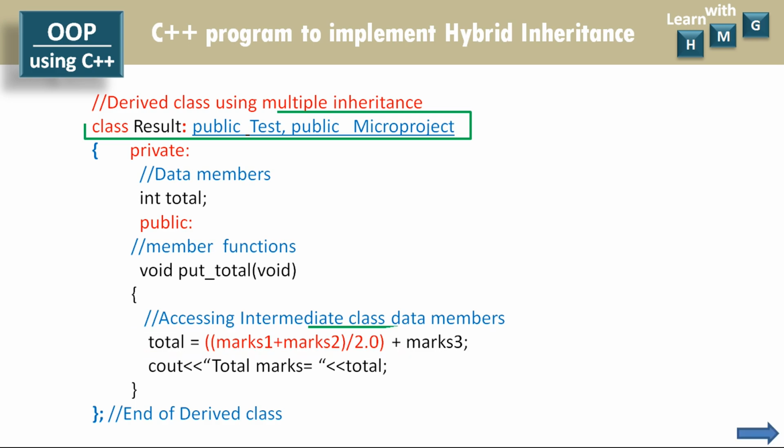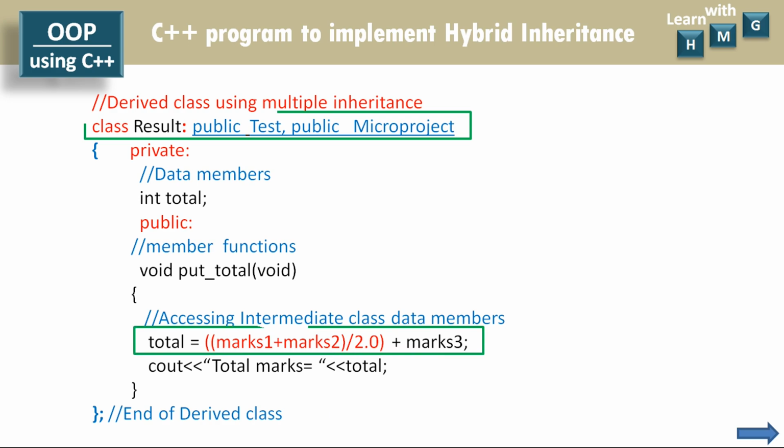So like this, here I am accessing intermediate base class data members which are declared as protected. If marks 1, marks 2 and marks 3 were declared as private, then this statement would not be allowed. But as they are declared as protected, we can make use of these three data members, marks 1, marks 2 and marks 3, to find the total marks in the derived class.